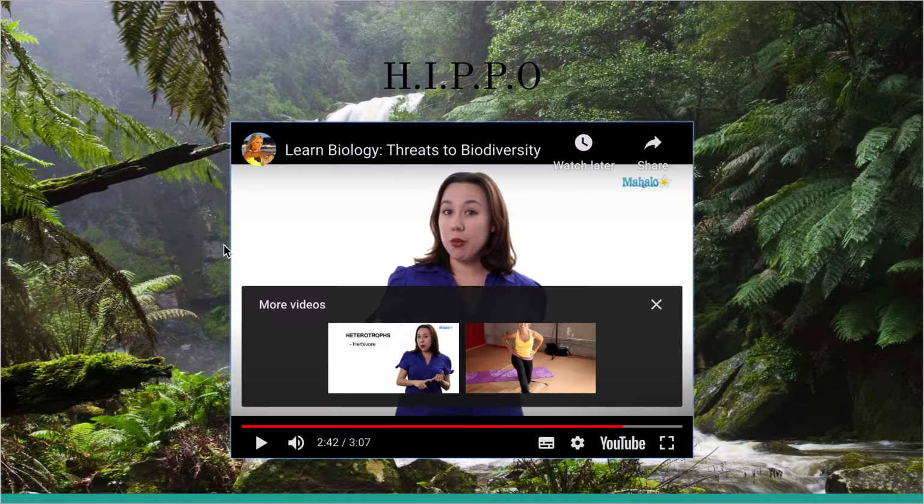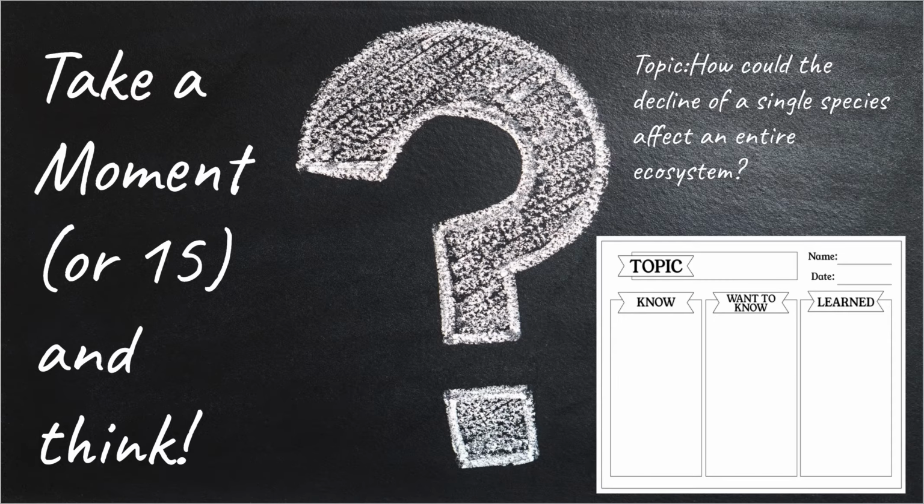Okay, so hopefully you took notes on what HIPPO stands for, because those are some important threats to biodiversity. If you remember in the last lesson, I had you complete something called the KWL. Here I'm going to have you pause the video again. I'm going to have you take 10 to 15 minutes and think. The topic question at hand is, how could the decline of a single species affect an entire ecosystem? Therefore, a threat to the ecosystem.